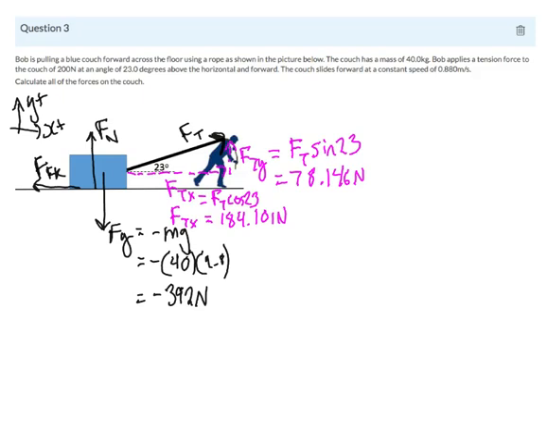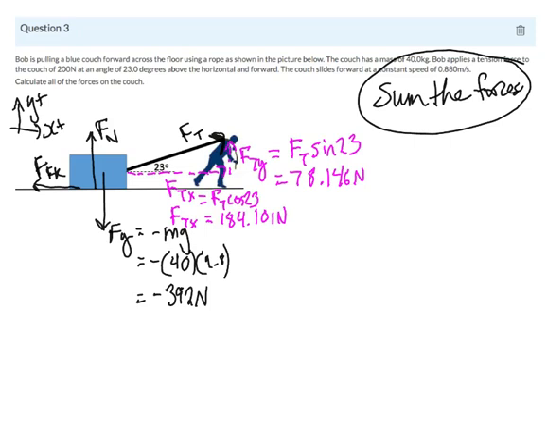There's no formula I can use to calculate Fn or FFK at this point, although you will learn a formula for FFK soon, but we don't have one yet. So our only strategy next is to sum the forces. Summing the forces is a key thing that you will always do in these kinds of questions. Let's sum them up in the y direction first. In the y direction, there's actually three forces: a normal force, a gravity force, and the y component of tension, Fty.